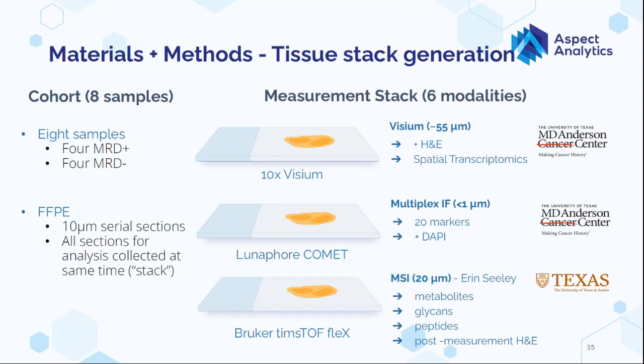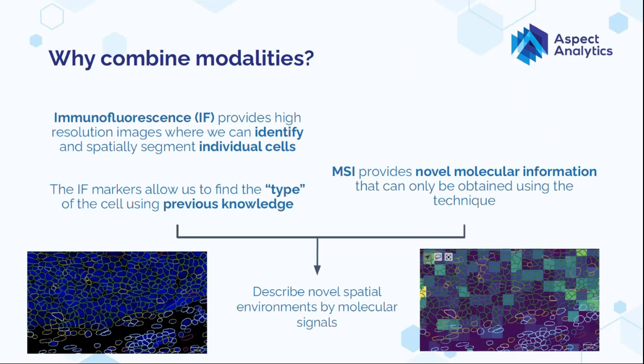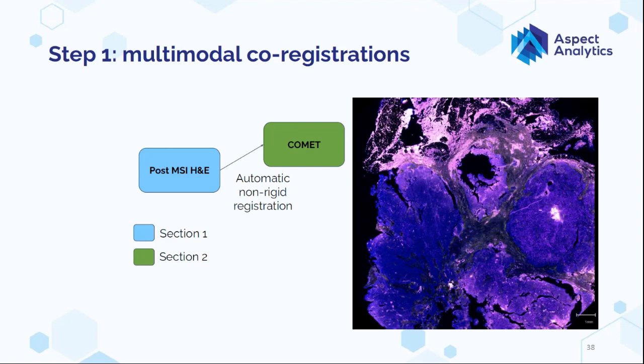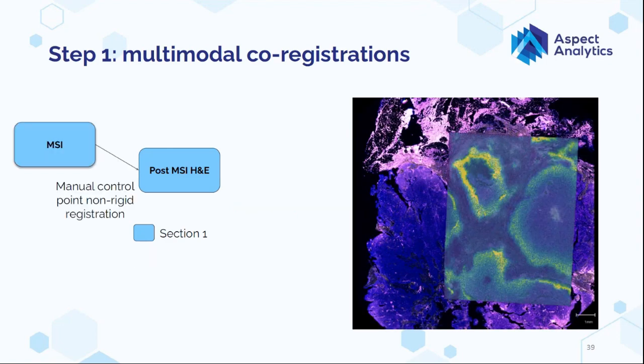So here we have a somewhat more complex stack, but we apply the same methodology, being combining modalities. We use the immunofluorescence primarily to bring us known information about cell types and so on based on their protein markers. But now per cell type, we can find metabolic profiles, glycan profiles, peptide profiles via the mass spec. So the first step is, again, registrations, where we first aligned the COMET data with the H&E of the mass spec imaging data, and then the mass spec imaging data as well, to get, again, a shared coordinate system.